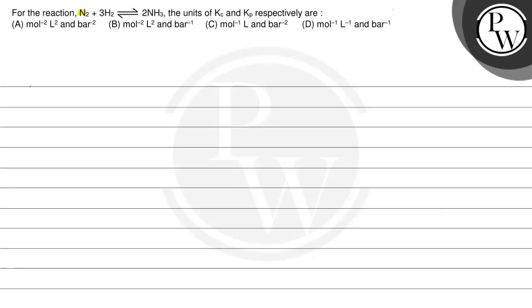For the reaction N2 + 3H2 gives 2NH3, the units of Kc and Kp respectively are: A. Mole inverse square, liter square and bar inverse square. B. Mole inverse square, liter square and bar inverse. C. Mole inverse liter and bar inverse square. D. Mole inverse, liter inverse and bar inverse.